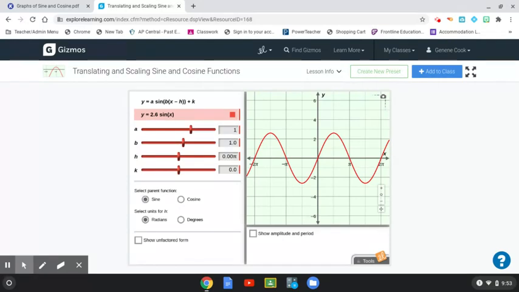So in the past, we've learned that b is a horizontal stretch or compression, and if b is negative, the graph is reflected over the y-axis. All right, so right now b is set at 1, which means it's not having any effect on the graph. So let's see what happens as b gets greater than 1. Well, hopefully you're seeing a horizontal compression.